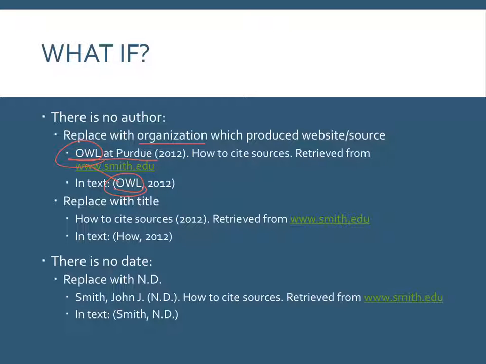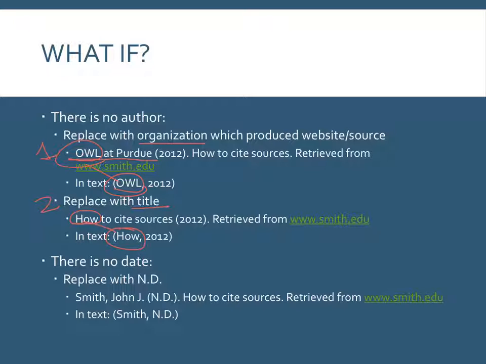If you can't find the organization, then your second option is to replace with the title of the text. But again, that's your second option, go with the organization first. If that's the case, the punctuation remains the same, only the first word is capitalized. And then in text, again, you pull just the first word, how to, how.